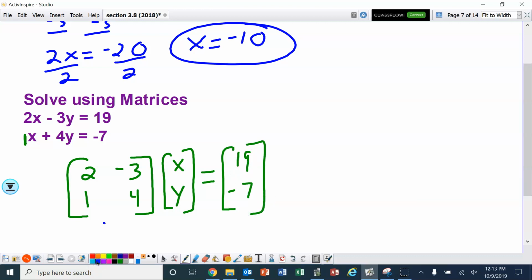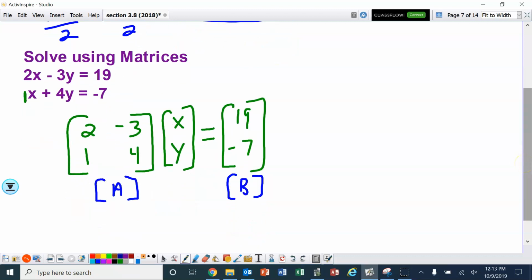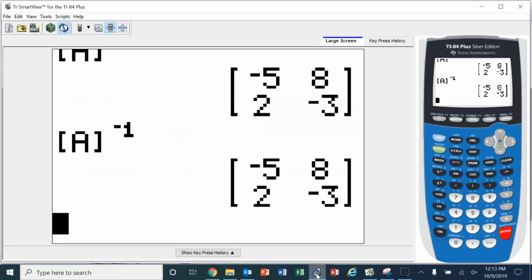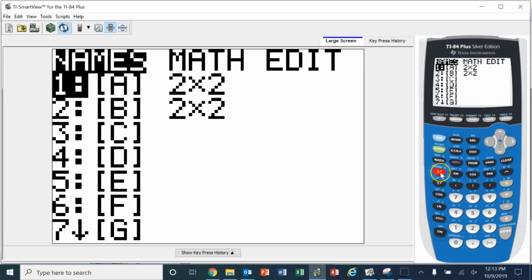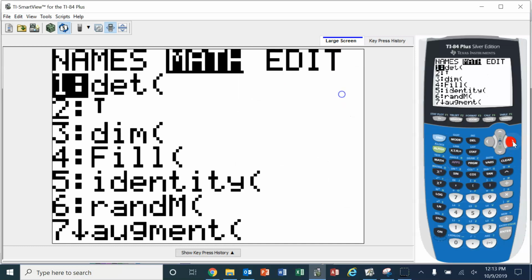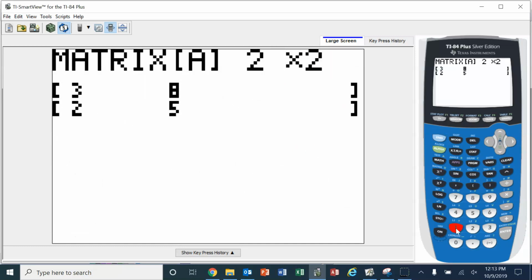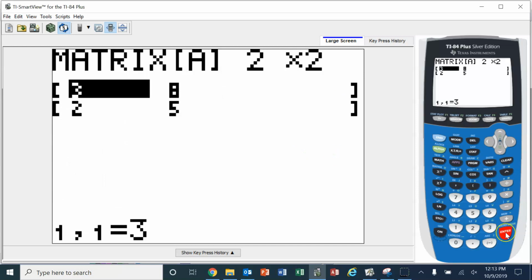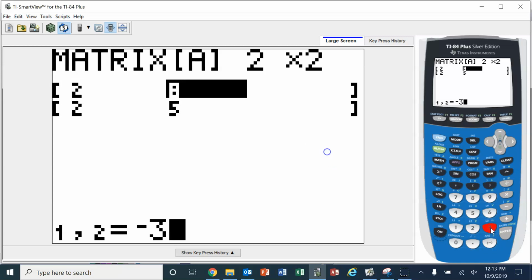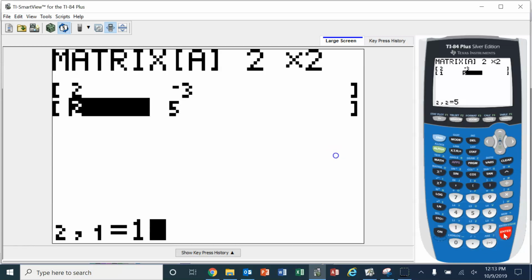All right, here we go. We're going to put this in matrix A. We're going to put this in matrix B. We are not going to put the letters in the matrix. All right, here we go. Calculator. So I'm going to clear this. All right, I'm going to go to the matrix. I'm going to go to edit. Number 1. It's a 2 by 2, and the numbers are 2, -3, 1, 4.